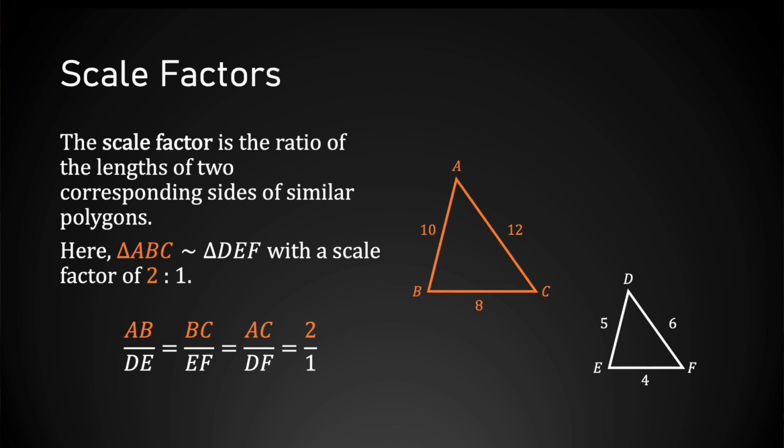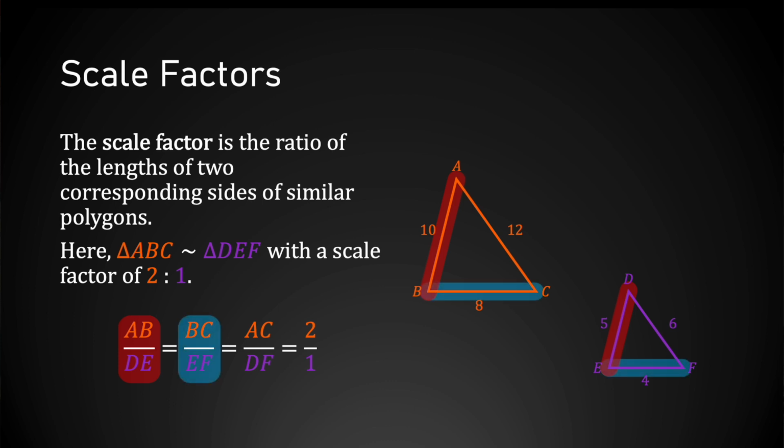Notice that across the tops of the fractions, all of the values come from the same triangle, and across the bottom, all of the values come from the other triangle. Also notice that corresponding sides are always in the same fraction. AB over DE, BC over EF, and AC over DF. I can replace those symbols with the values of the side lengths, and you should be able to see that these are all fractions that reduce to 2 over 1.